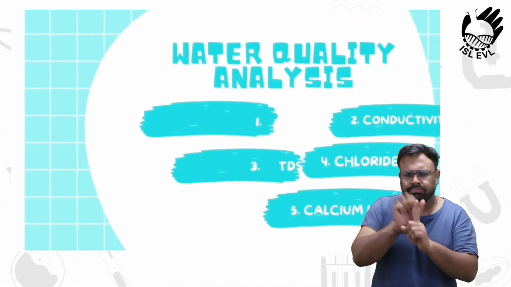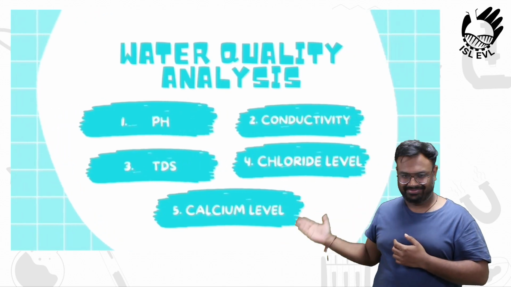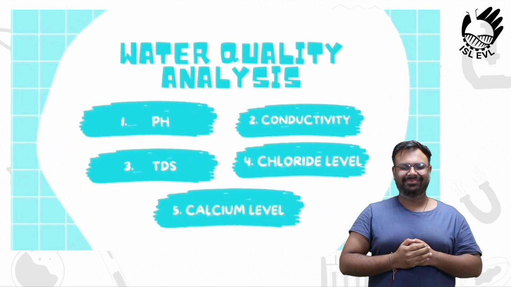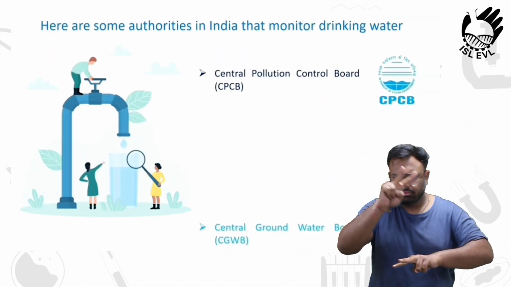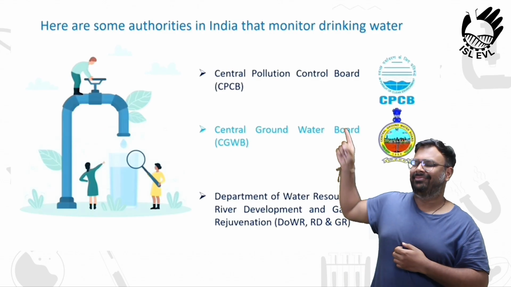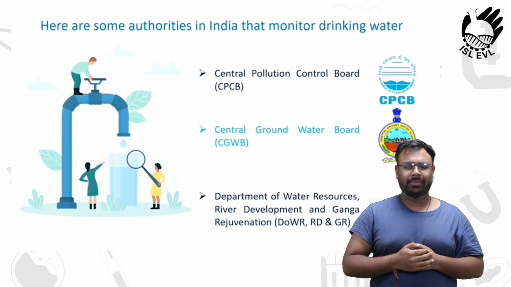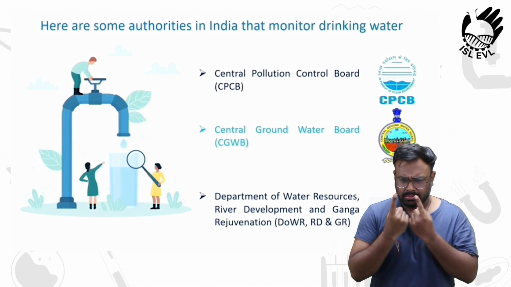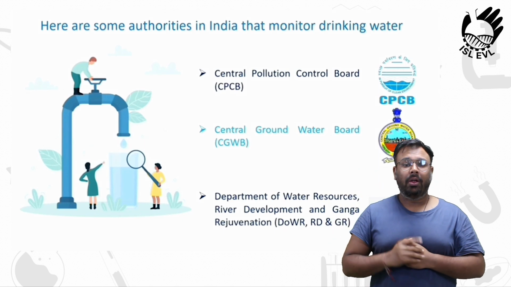Water quality can be assessed through several factors including pH, conductivity, total dissolved solids, chloride concentration, and calcium levels. In India, water quality standards are provided and monitored by various authorities such as Central Pollution Control Board, Central Groundwater Board, and the Department of Water Resources, River Development, and Ganga Rejuvenation.